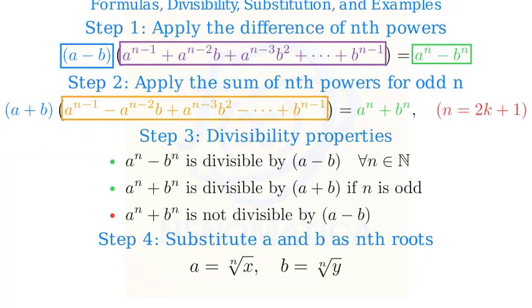Step 4. Use substitutions with nth roots. Let a equal the nth root of x, and b equal the nth root of y. This allows us to rewrite x minus y, and, when n is odd, x plus y in factored forms.